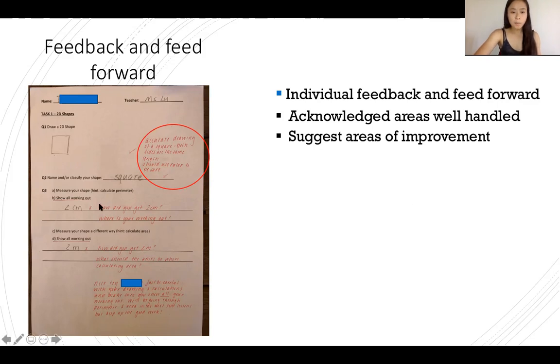With his answers, he has not shown any working out. I've underlined where it says specifically in the question. I provided questions about where his working out was, and also to use the correct unit measurements when calculating area.